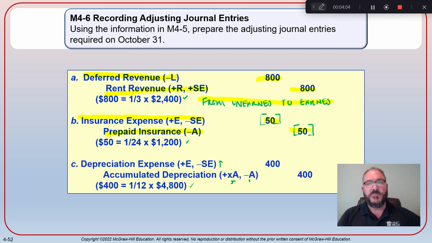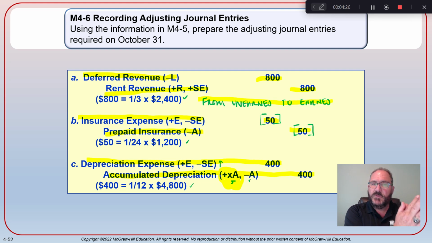Then finally, depreciation expense, $400. Increasing our expenses, lowering stockholders' equity. Then we're going to credit accumulated depreciation. Contra asset. That's what this means right here. Contra asset, $400, right? By the way, if an asset increases with a debit, a contra, contra means against, has to be just the opposite. Increases with the credit. Okay?